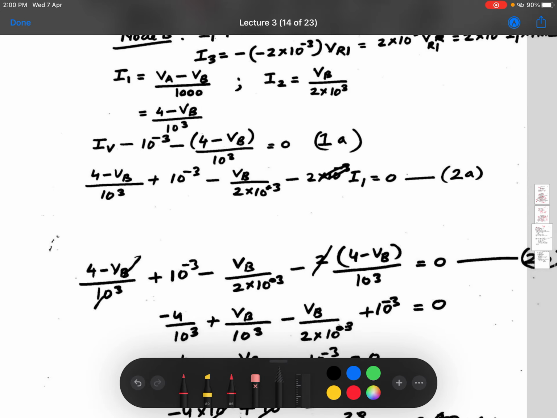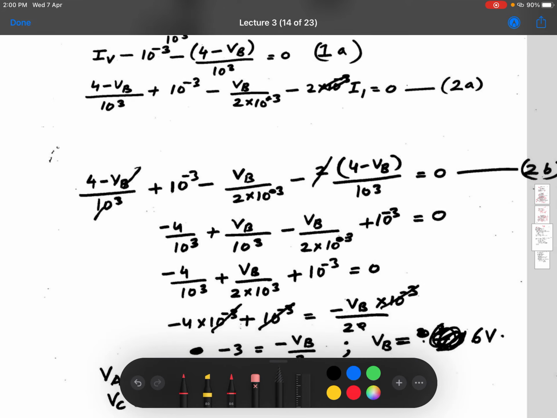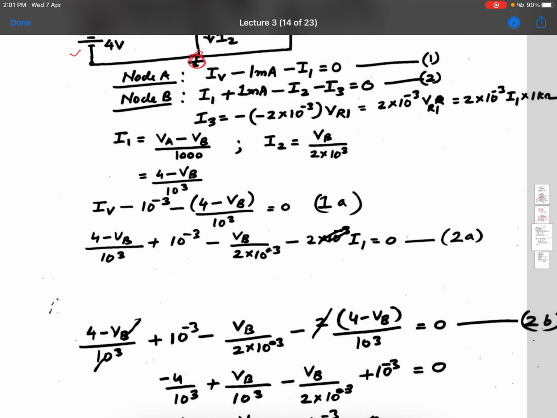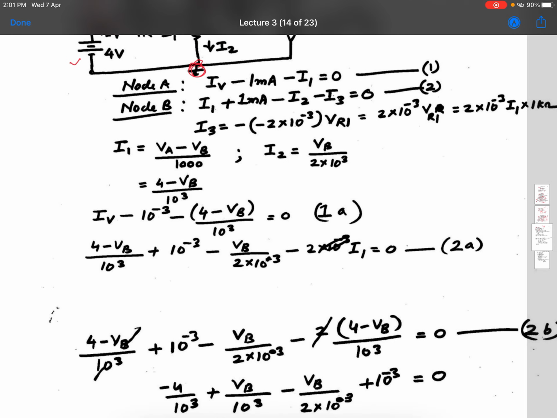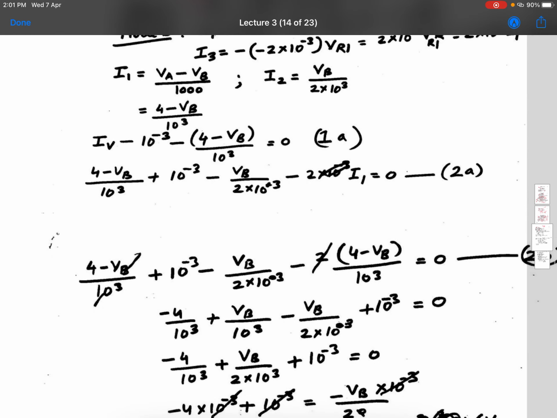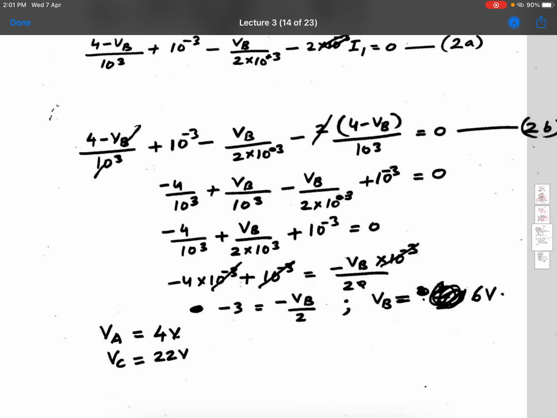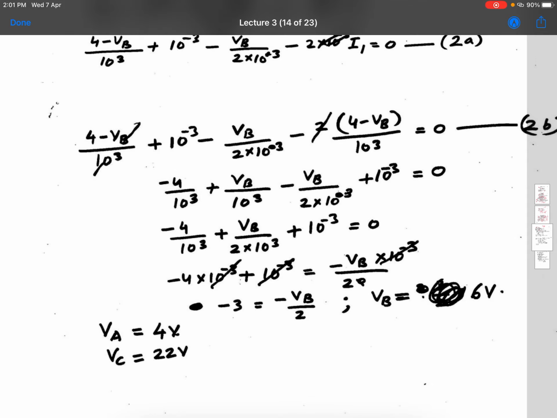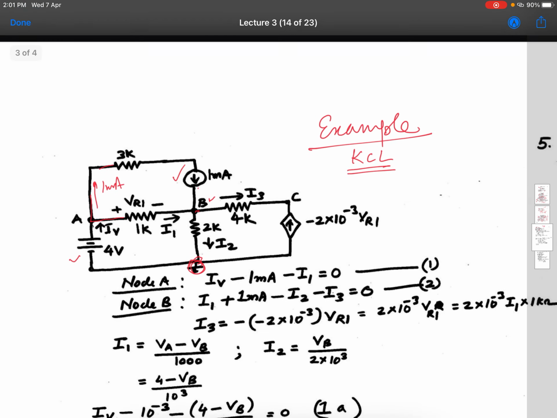Now this is then solved. I don't think we have to go into the details of how it is solved, because you can solve this one. VB is the only unknown, so you can solve for VB, because VA is already known. So VB is 6 volts, and how much is VA? VA is 4 volts.